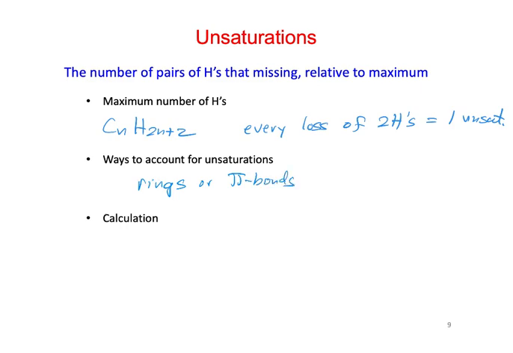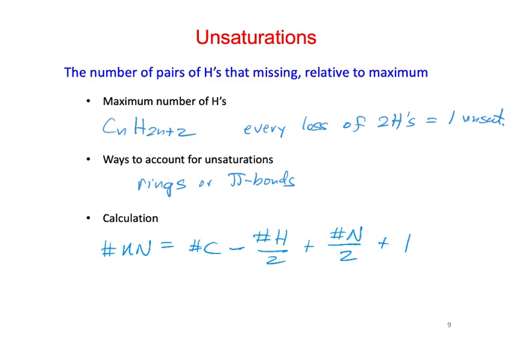Okay? All right, so we're going to use this equation. The number of unsaturations equals the number of carbons minus the number of hydrogens divided by 2 plus the number of nitrogens divided by 2 plus 1.